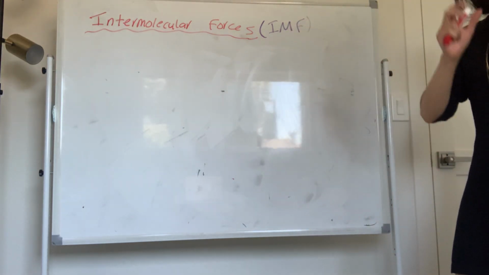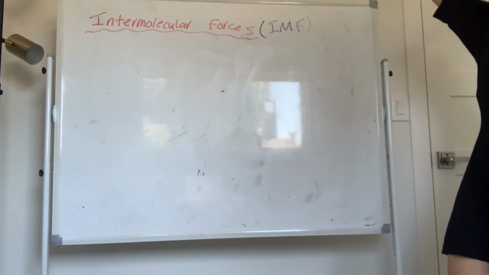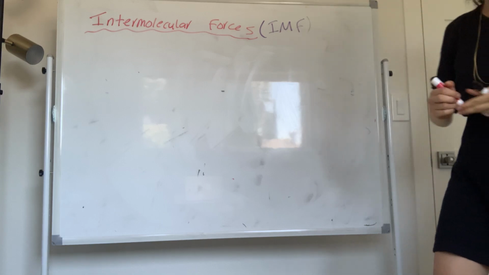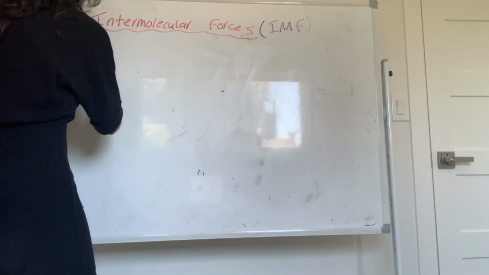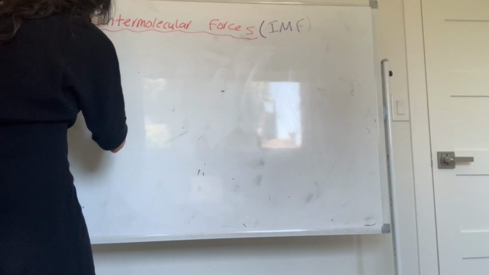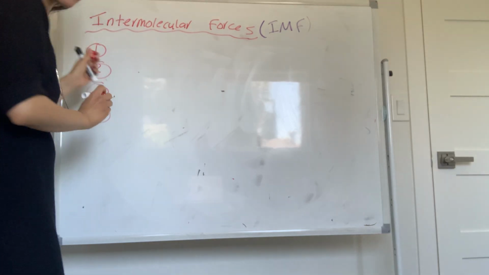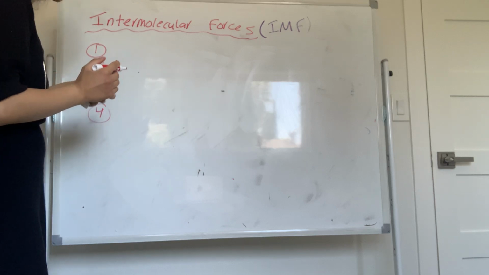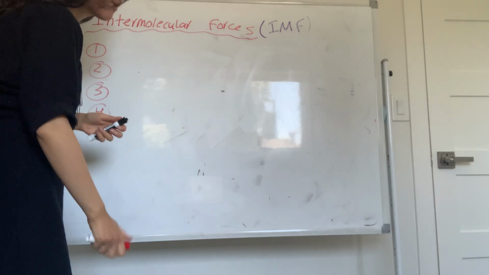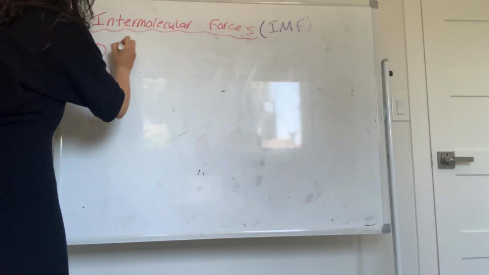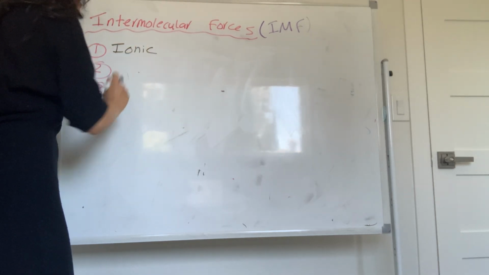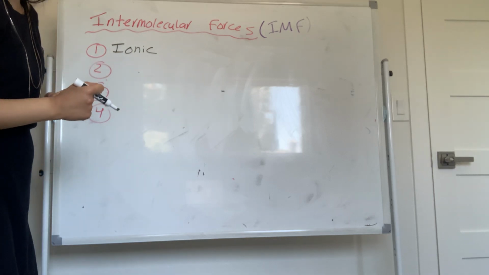So we have five different types of IMF, and I'm going to list them from the strongest one to the weakest one. Actually, there are four. The fifth one I'm going to go over later. I'm not going to put it on this list. The first one is ionic. These are the types of intermolecular forces.